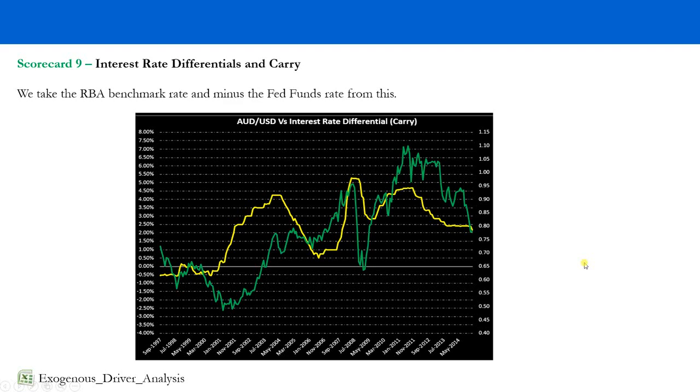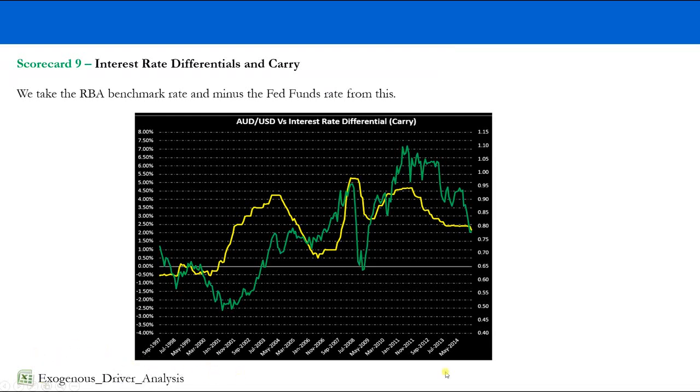So the rule of thumb is that when the interest rate differential widens in favor of Australia, the Aussie dollar US dollar exchange rate increases in value, and when the interest rate differential narrows in the favor of the United States, the Aussie dollar US dollar exchange rate falls. Now we can go over to the exogenous driver analysis spreadsheet and have a look at this data in more detail. So let's head over now to the exogenous driver analysis spreadsheet.